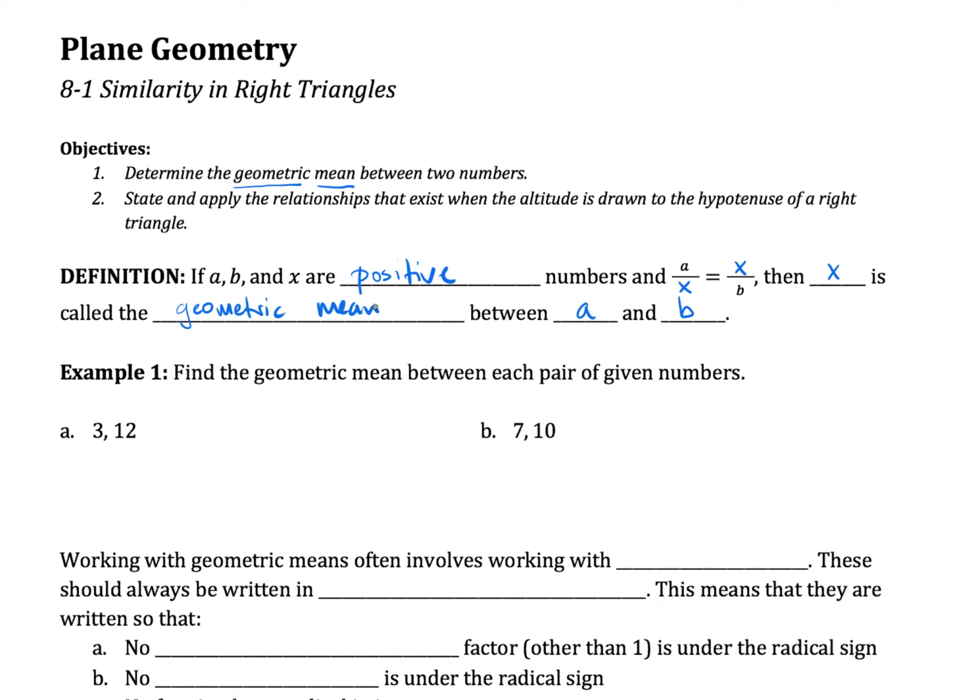So you've probably heard the term mean before, which is synonymous with average, which is where you add a bunch of numbers up and then divide by how many numbers there are. This is a different type of mean. This is called the geometric mean. The one I was just describing, the one that you probably think of as average, is called the arithmetic mean. This is going to be called the geometric mean.